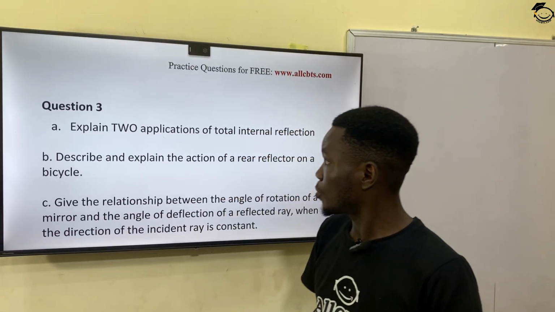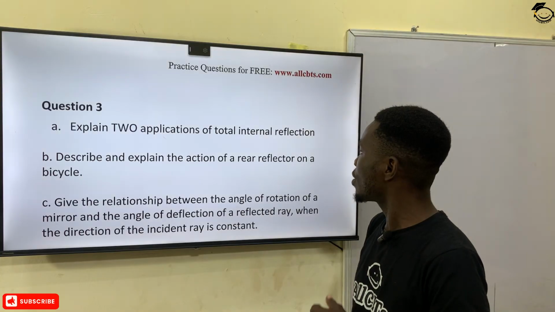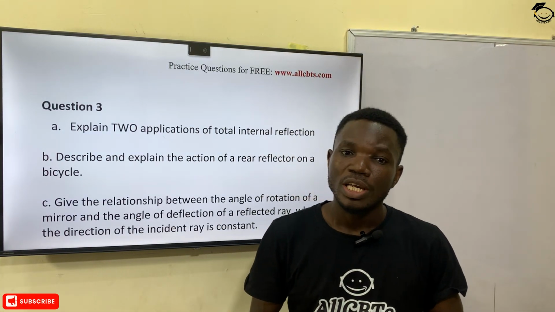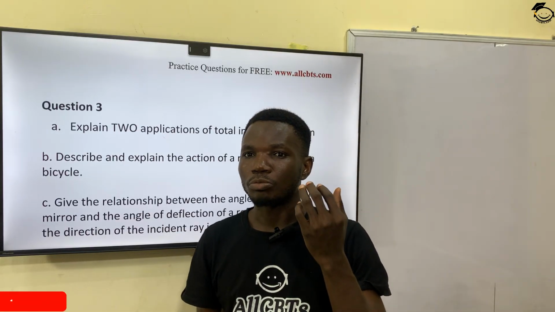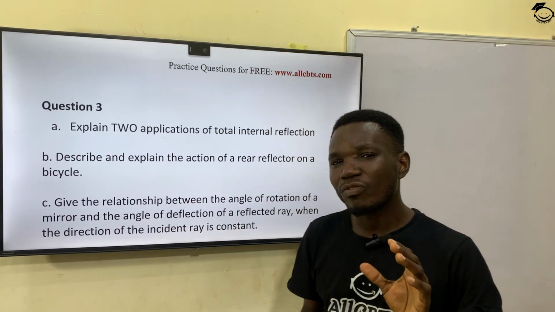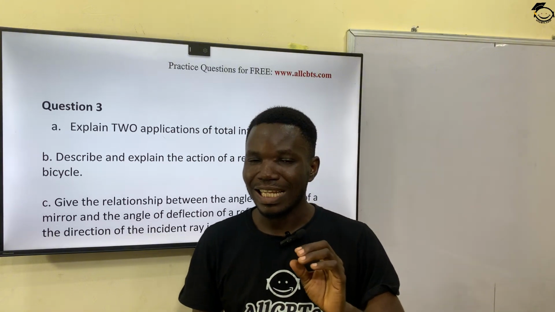Moving on to the next question, which is question number 3B. It says, describe and explain the action of a rear reflector on a bicycle. Now, your rear reflector on a bicycle is a red glass or plastic material at the back of the bicycle. That rear reflector is supposed to reflect the light that is incident on it.